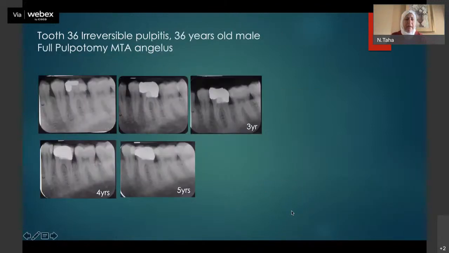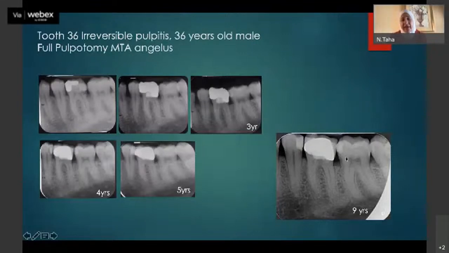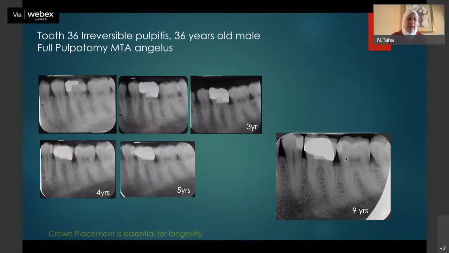This is also a further example of 5 years follow-up. He's a staff at my university, so I have access to him for review every year. Full pulpotomy using MTA Angelus, 3 years follow-up, 4 years follow-up, 5 years follow-up, tooth completely asymptomatic, full coverage crown. And the doctor, he has an implant and RCT in his mouth, RCT and 2 implants. So patient satisfaction is actually high, and crown placement is a very major factor in longevity of teeth with vital pulp therapy.